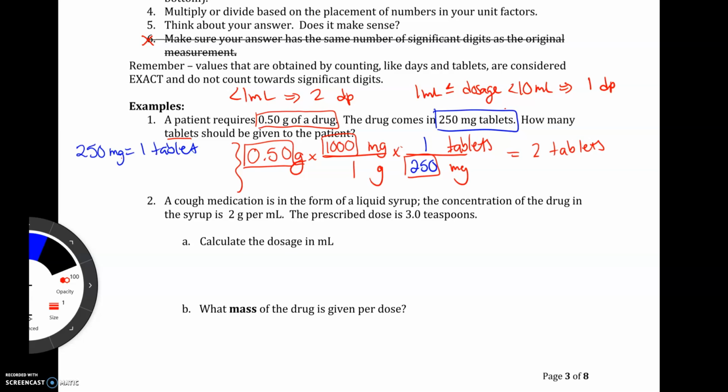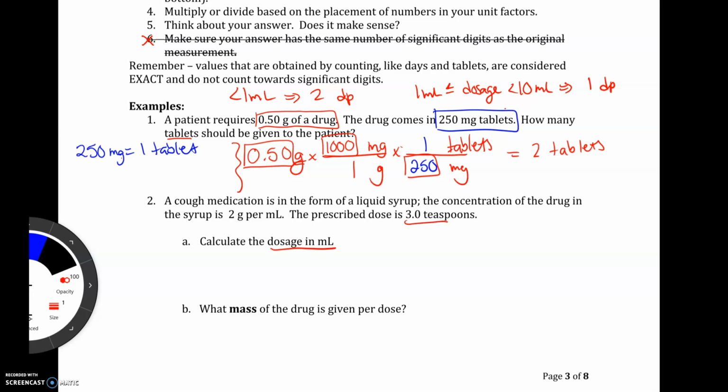Excellent. Let's move on to the second example. A cough medication is prescribed in the form of liquid syrup. The concentration of medication in this syrup is 2 grams per milliliter. The prescribed dose is 3.0 teaspoons. Calculate the dosage in milliliters.